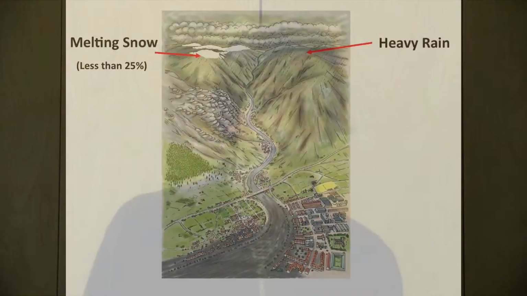Hi, I am Ryan Currier. I am part of the Mountain Hydrology Research Group at the University of Washington. I'm going to introduce the energy budget equation and how it relates to rain-on-snow flooding events.